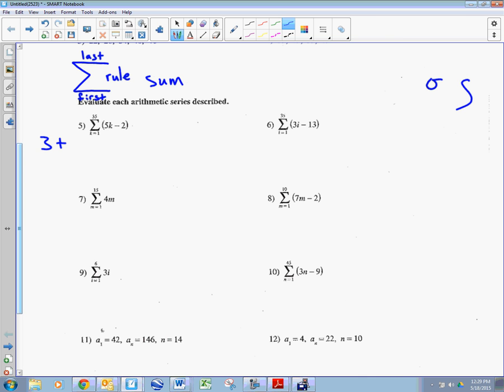Plus, let's generate another term. Okay? Plug in what? 2. 2 times 5 is 10, minus 2 is 8. Plus, Connor, you're on a roll. What's the next number I plug in? 3. 5 times 3 is 15, minus 2 is 13.